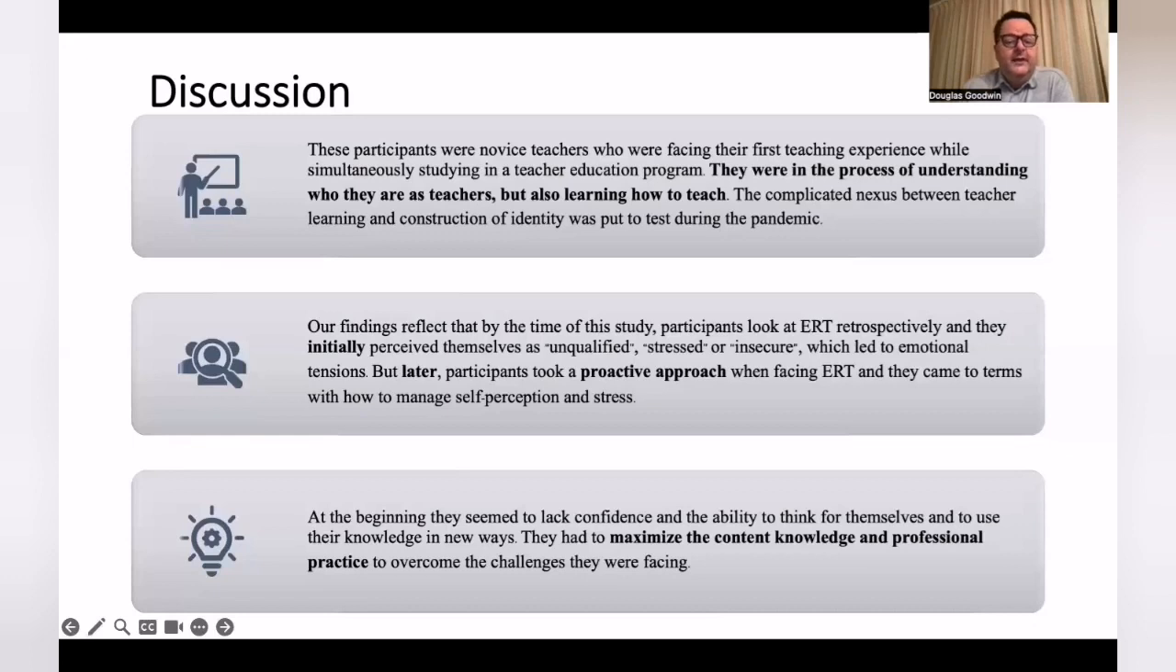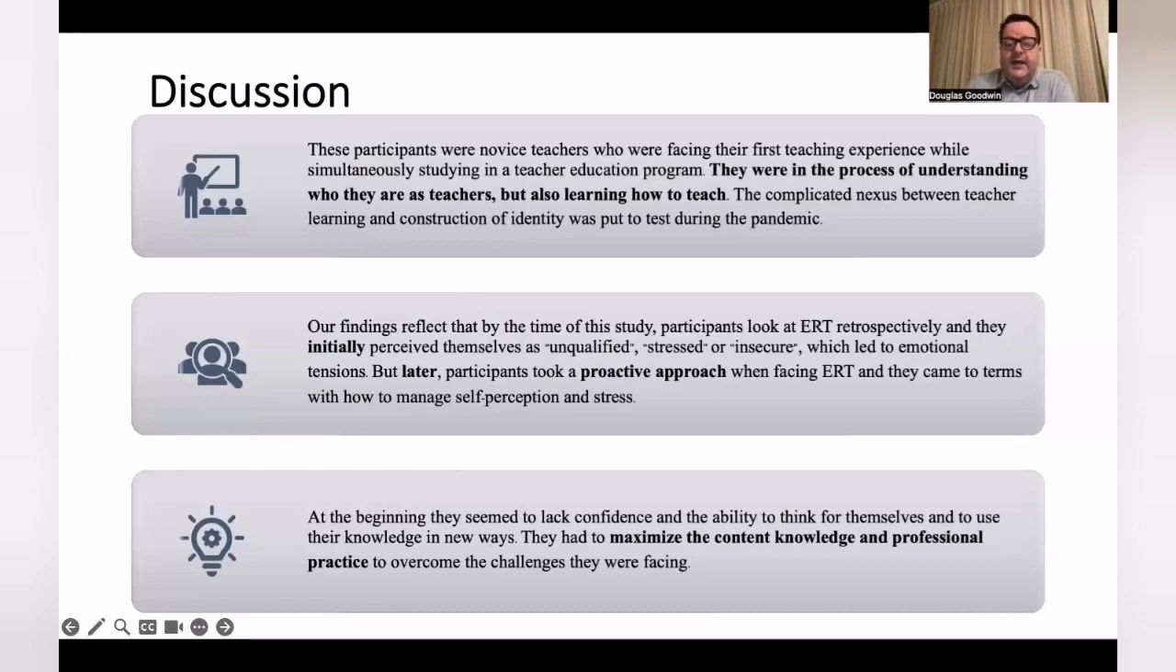Our findings reflect that by the time of the study, participants look at emergency remote teaching retrospectively, and they initially perceived themselves as unqualified, stressed, or insecure, which led to emotional tensions. But later, they took a proactive approach and they came to terms with it, and they started to develop a skill set for doing it.